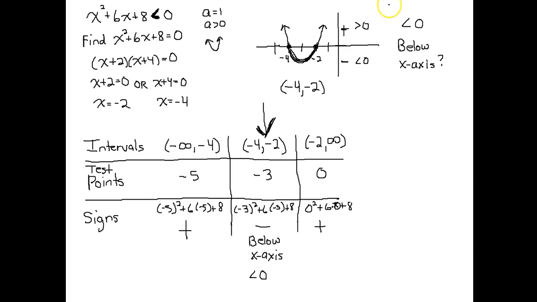So your solution for this particular inequality is an interval. -4 and -2 are the two solutions for them to equal 0, but the open interval from -4 to -2 includes all these values in between. And for all those x values in between, you can plug those into x² + 6x + 8, and you're always going to get a negative or less than 0 result.